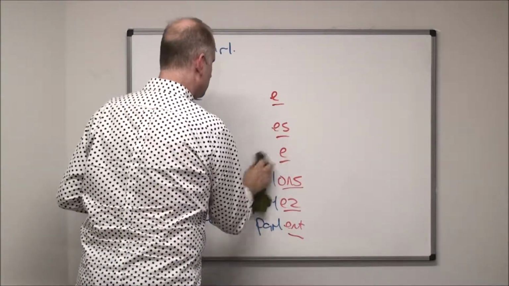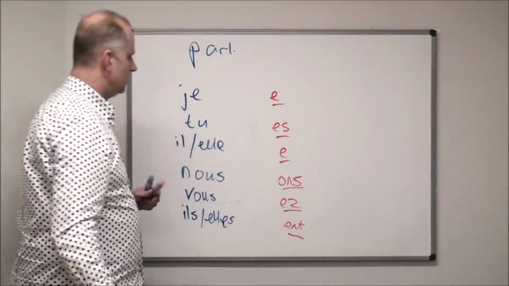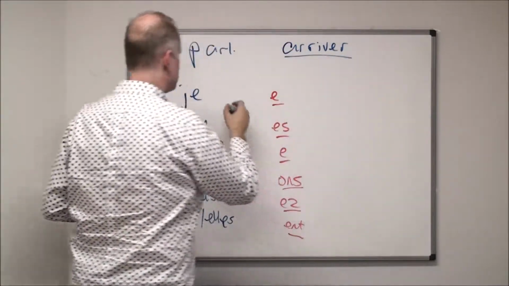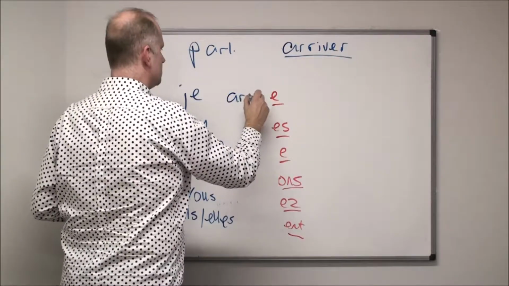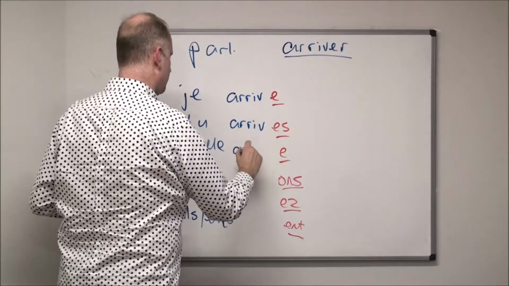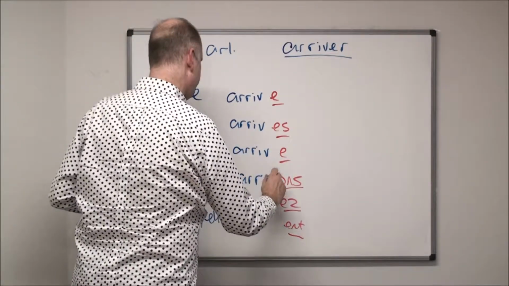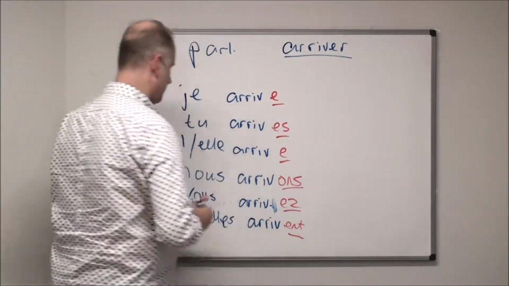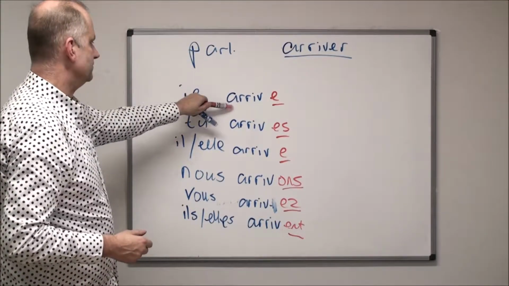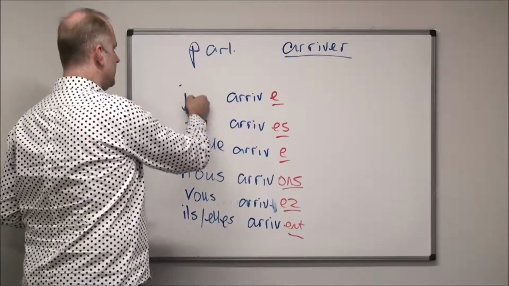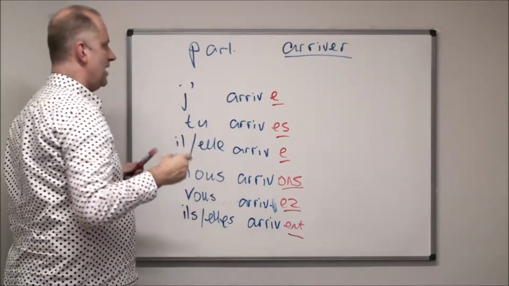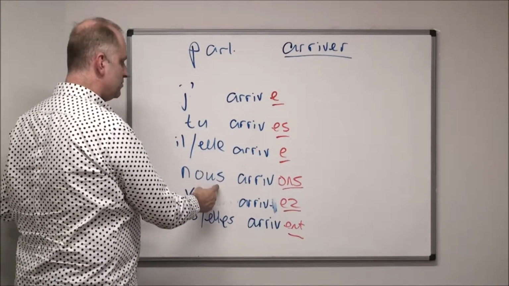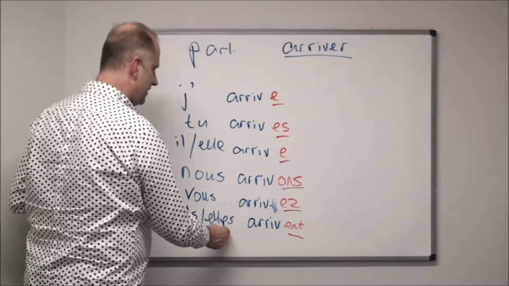So if we look at another verb, maybe something like arriver, meaning to arrive. We'll take off the ER and we're left with the stem, and just quickly write that all the way down. Now you can see that because it begins with a vowel, we lose the E here. So instead of saying je arrive, it becomes j'arrive, tu arrives, il arrive, elle arrive, nous arrivons, vous arrivez, ils arrivent, elles arrivent.